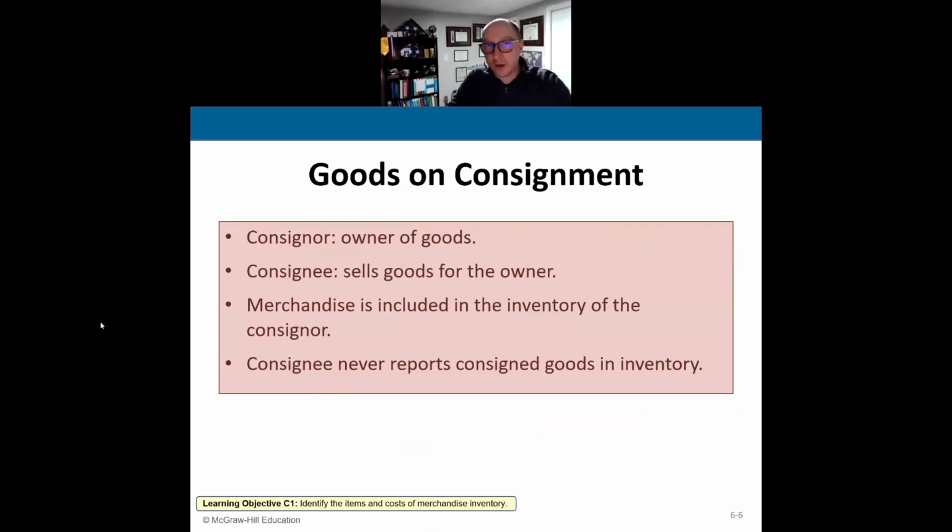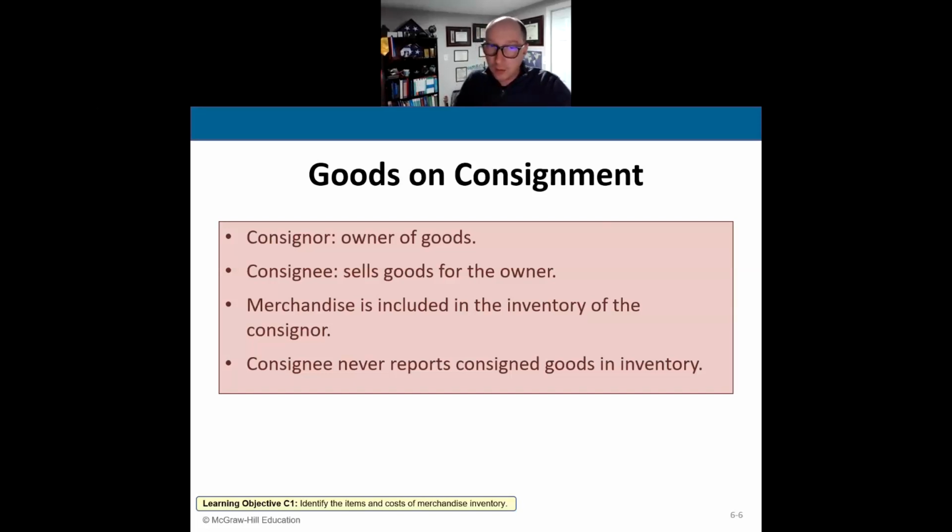And as we mentioned, goods on consignment, the consignor is the owner of the goods. So if I want to sell my stuff through a consignment shop, I'm the consignor. It's my stuff. I own the stuff. I'm giving it to the consignee, which is the consignment shop. Okay, so consignor, owner of the goods. Consignee, the consignment shop. They sell the goods on behalf of the owner.